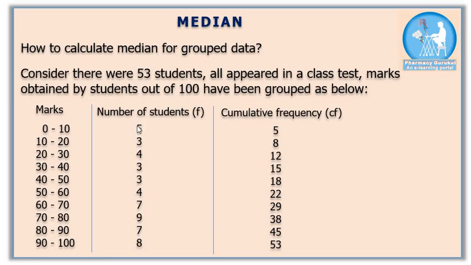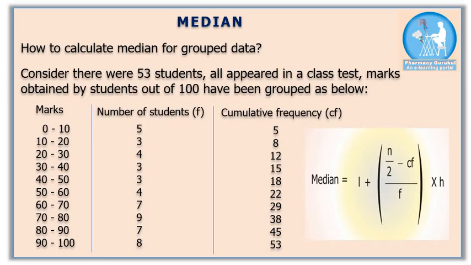The first frequency is 5 and you have to put 5 here, and then the second frequency is 3, then add 5 and 3, you have the value 8. Then the third frequency is 4, so you have to add 4 and 8, then you will get 12, and so on. Here the formula we use to calculate median for grouped data is: median equal to L plus n by 2 minus CF by F into H.